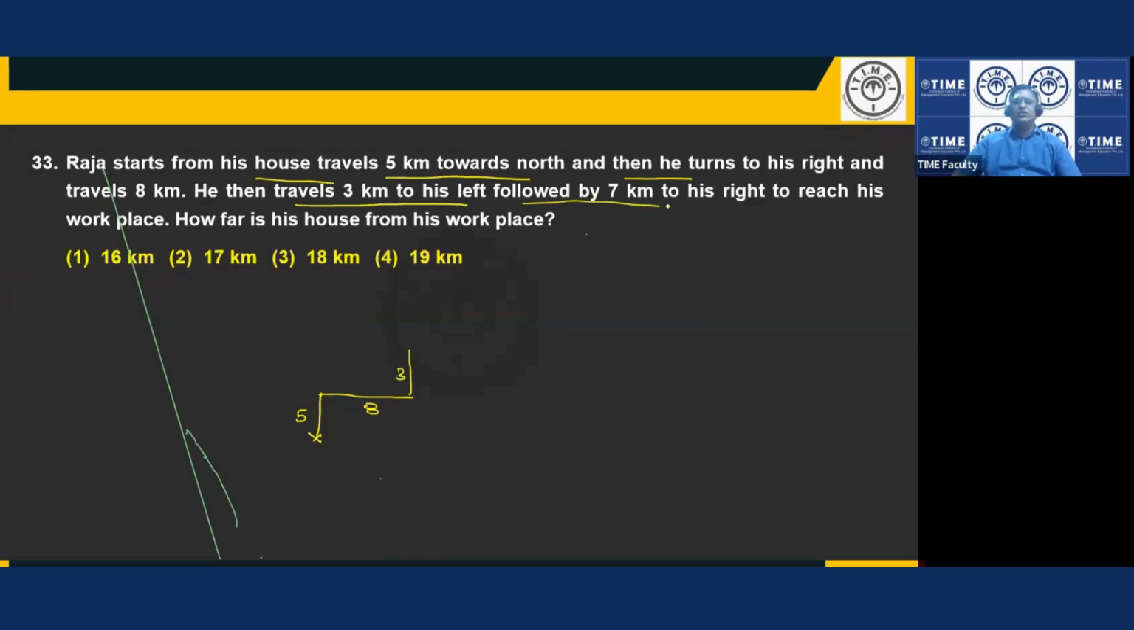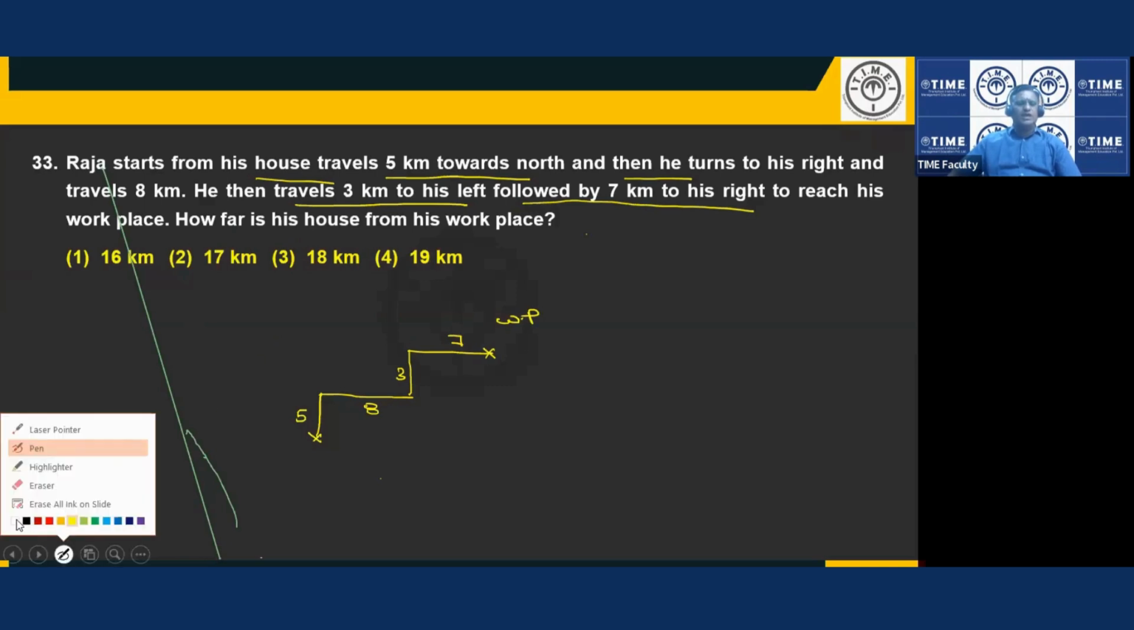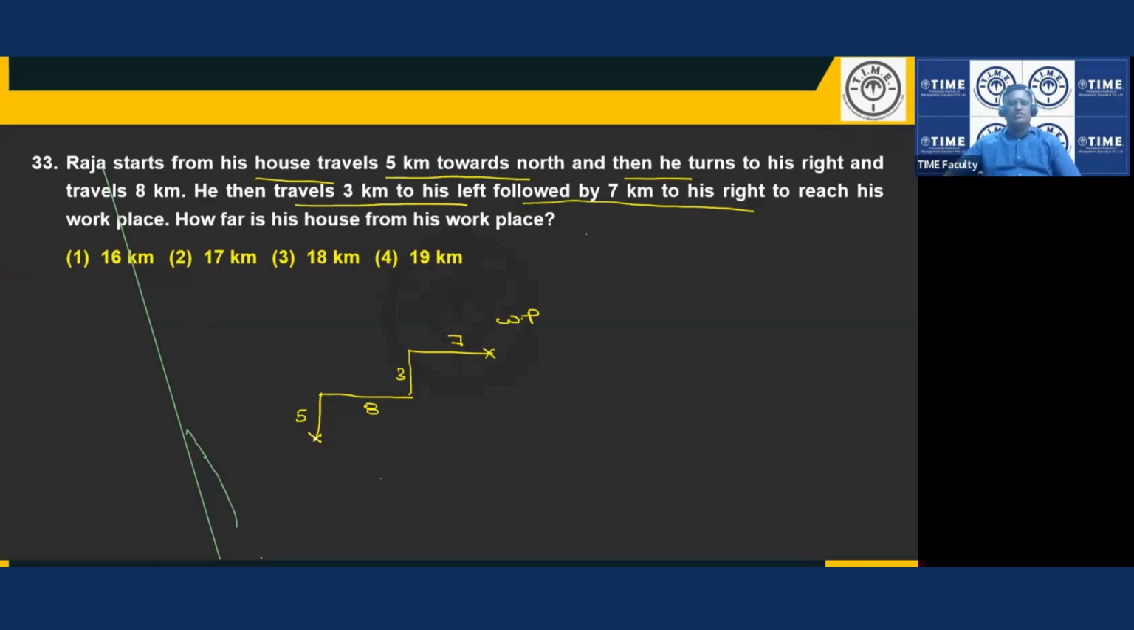Followed by 7 kilometers to his right. Right means towards east, 7. Okay, now 7. He reaches his workplace. This is the workplace. Now the question: how far is his house from the workplace? How far? Now we need to find out the distance of this, the shortest distance always.